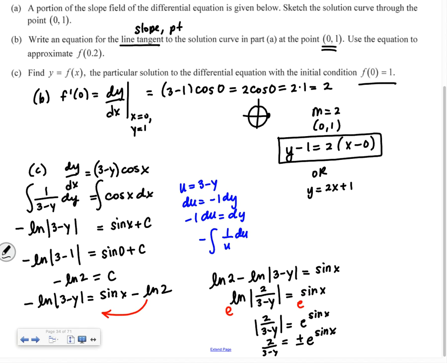So when I see a y in the denominator, I typically will flip both sides. I'm going to take the reciprocal of both sides. So I'm going to say 3 minus y over 2 equals 1 over plus or minus e to the sine of x, which you could write as e to the negative sine of x if you wanted to use the negative exponent. So we multiply over. We subtract the 3. This is a hard one. And then we divide by a negative 1.